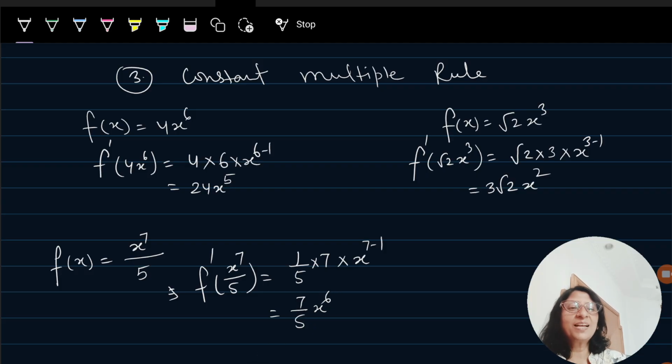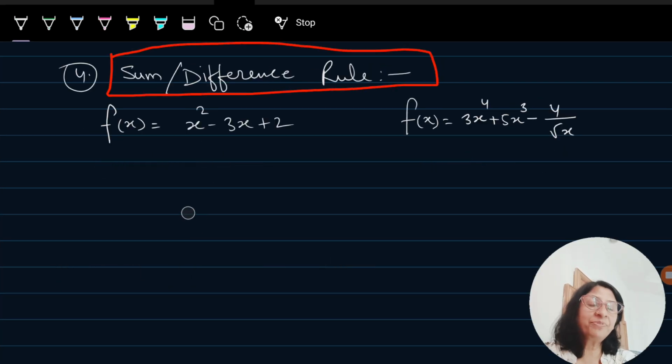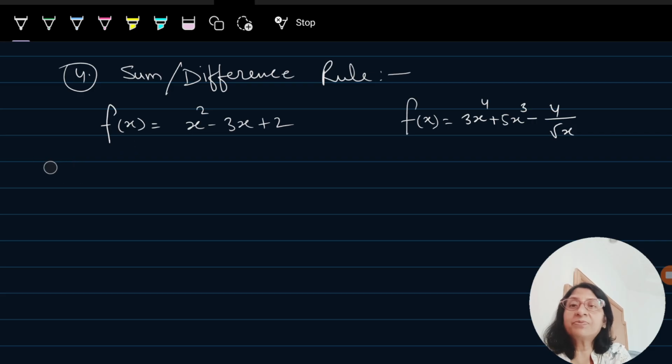Now come to the next rule, that is our sum or difference rule. Either it is sum or it is difference, the same rule you have to follow. And don't be confused if it is in root or if it is in fraction. So let's discuss this function.